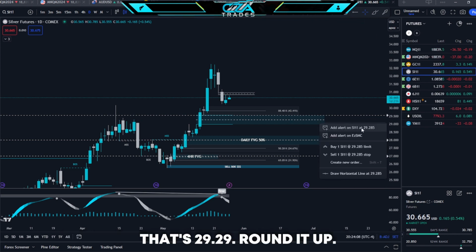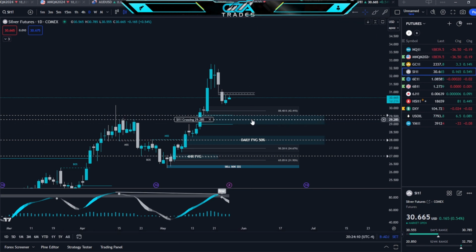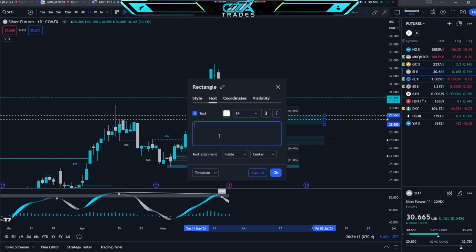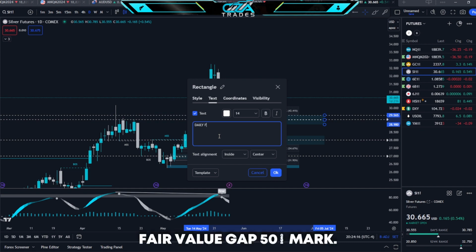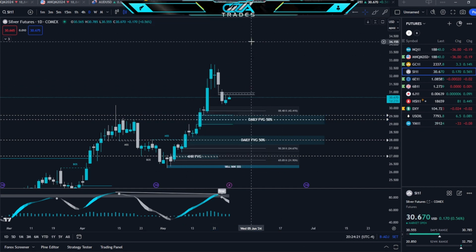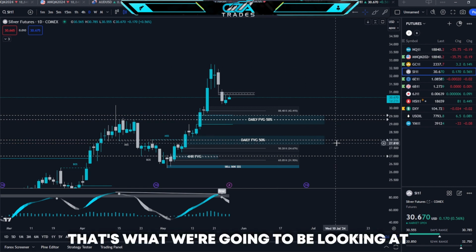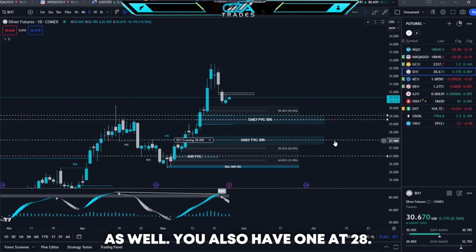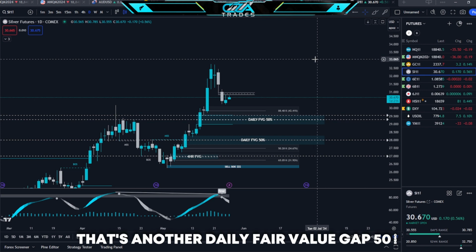That's 29.29, rounded up. Daily fair value gap, 50% mark. Mark that, lock it down. And that's what we're going to be looking at as well. You also have one at 28. That's another daily fair value gap, 50% mark.